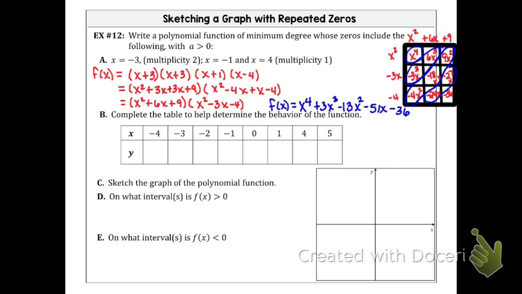B says complete the table to help determine the behavior of the function. So I'm just going to put this in my calculator. I'm going to go to my table. X is -4, you can see that my Y is 24. -3 gives me 0. -2 is 6. -1 is 0. 0 is -36. 1 gives me -96. 4 gives me 0. And 5 gives me 384. All right.